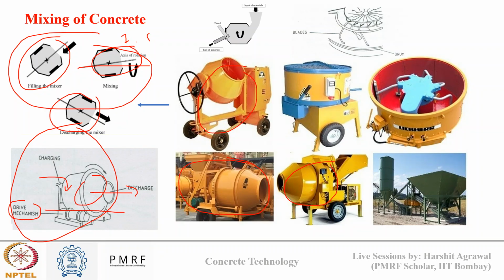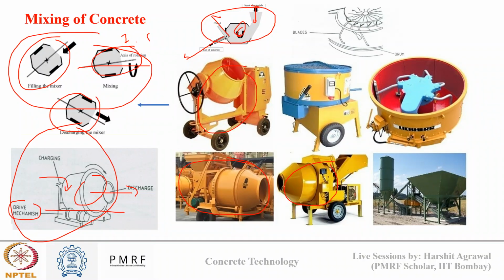Then there is the rotating drum mixer. This is also a non-tilting type drum mixer. You can see that from the top we pour the material, mixing is done, then we remove the shaft and take the material out. So this is also a non-tilting type drum mixer.